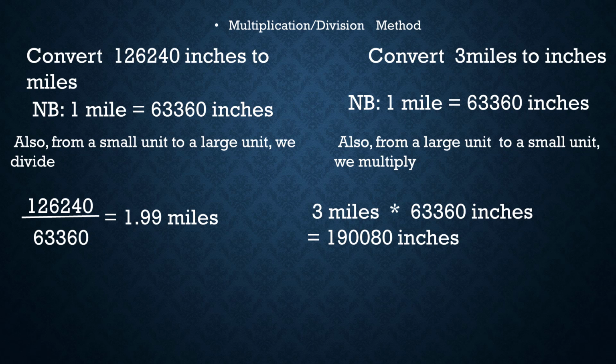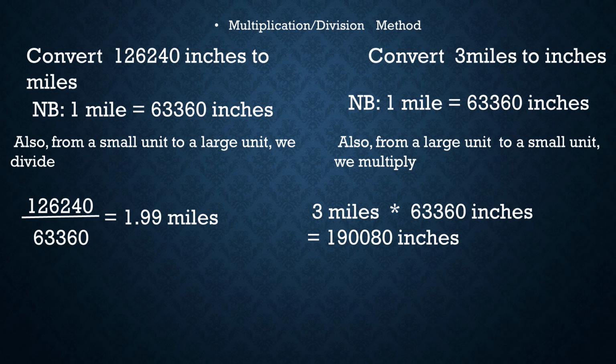Let's convert 3 miles into inches in this example. So we know that 1 mile is equal to 63,360 inches. And this time around we are converting from a larger unit to a smaller unit. So what we do is we multiply.